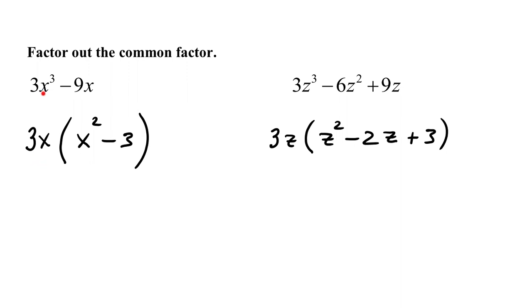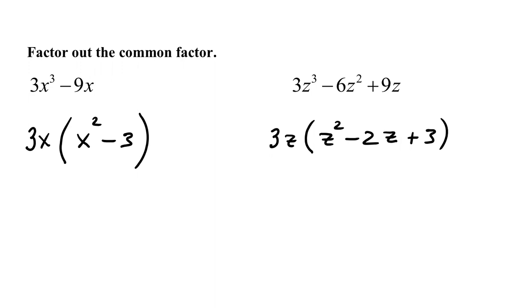Take each term, divide by 3x. 3 divided by 3 is 1. X to the 3 minus 1 is 2. There's x squared remaining. Move to your second term, negative 9 divided by 3. That's negative 3. When you take out this x, there's no x's left inside.